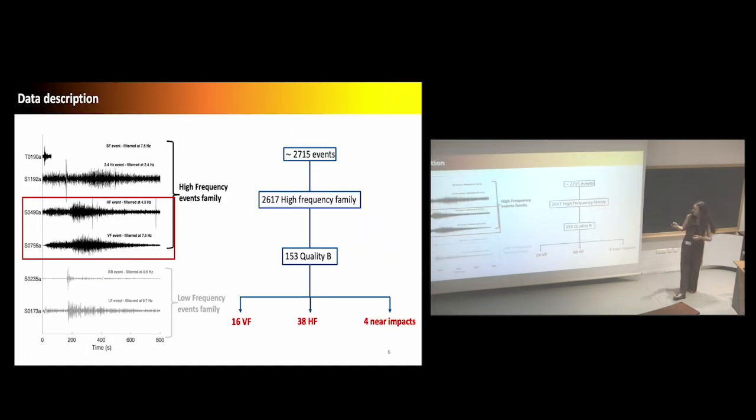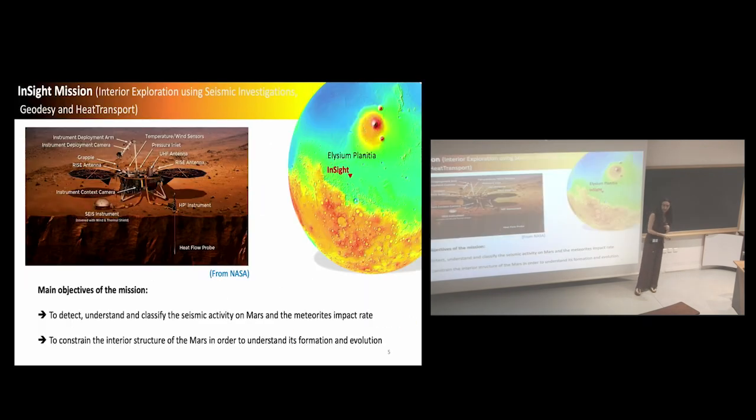Here you have an example of the different types of events that were recorded during the mission. What I forgot to say is that the mission actually stopped in December 2023 due to energy problems, because a lot of dust was covering the solar panel. All the instruments were actually green, so everything was working.